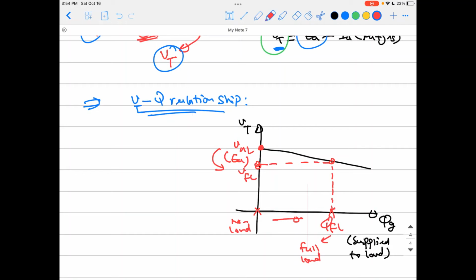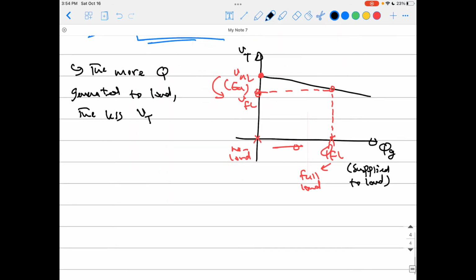Because it's all like what we are saying here, guys. Yeah? That means you're supplying more reactive power out of the machine, and the terminal voltage will start decaying. Okay? The more Q generated to the load, the less terminal voltage VT happens here, okay? That means if the Q load goes up, the Q of the generator has to go up to meet it, and this will result in a reduction in the terminal voltage. V terminal will go down.